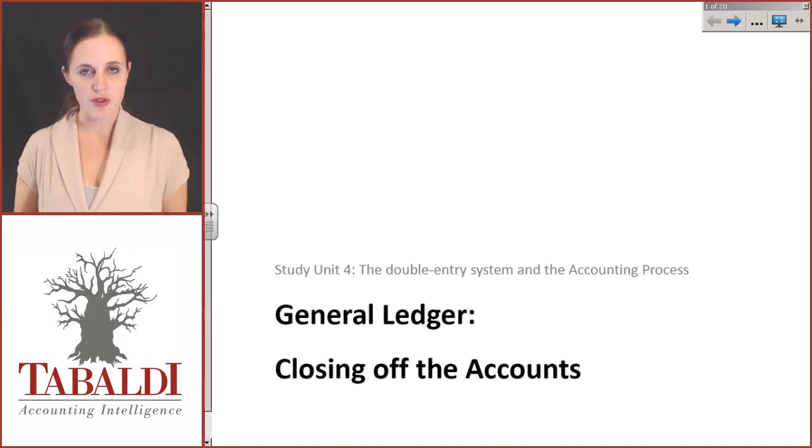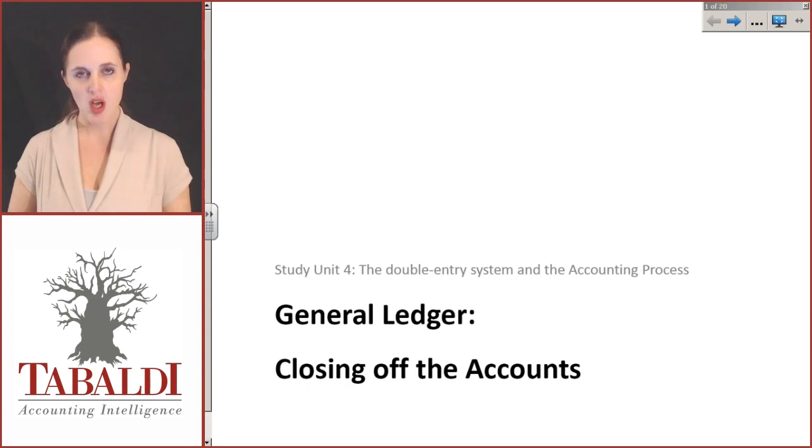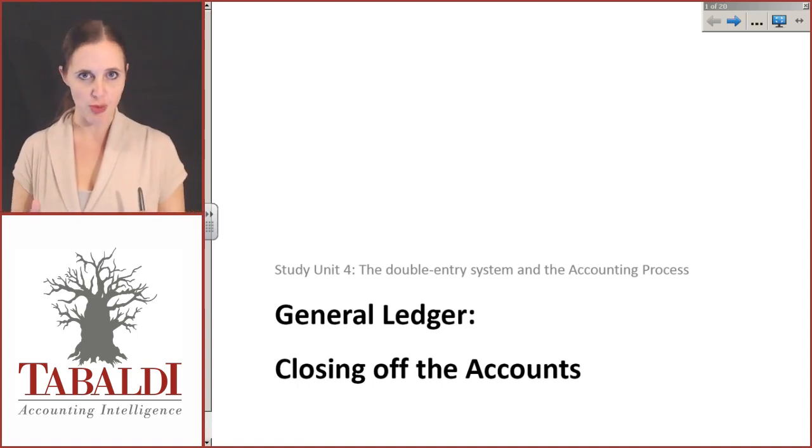A look at closing off the general ledger accounts once we have finished posting all of our transactions. So we have a whole bunch of transactions going on. We are putting them in the accounts. There's debits and credits all over the show. The question is, how do we finish this process off?